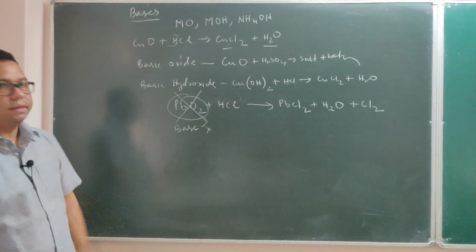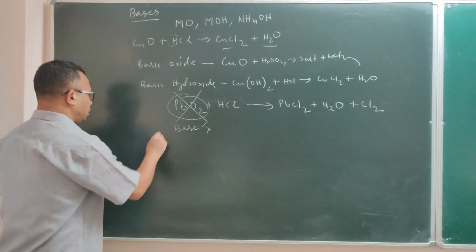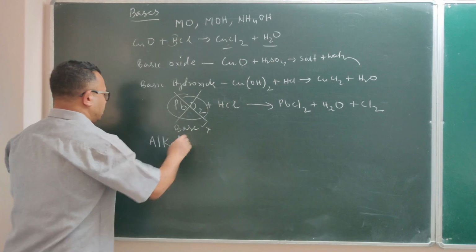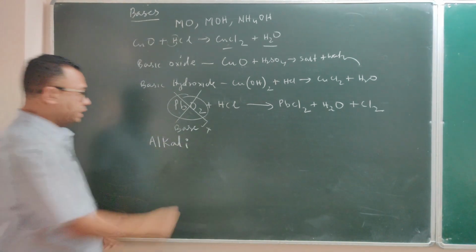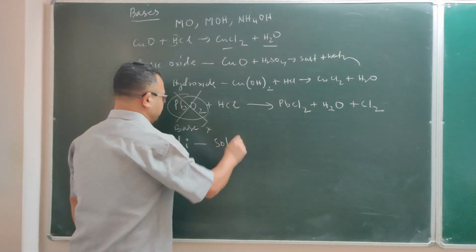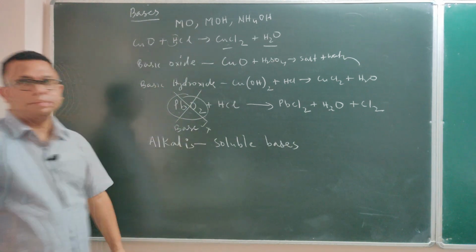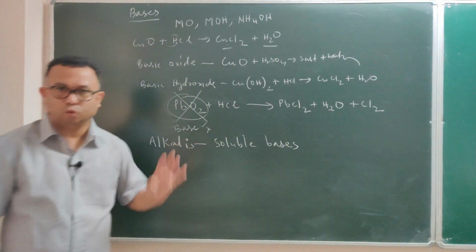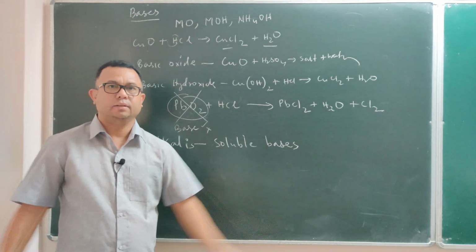Then I think here I should also tell you about something which is alkalis. Now what are alkalis? Alkalis are soluble bases. So alkalis are those bases which are soluble in water. So if any bases are soluble in water, then they are considered alkalis.